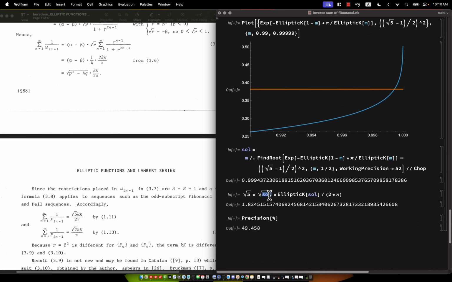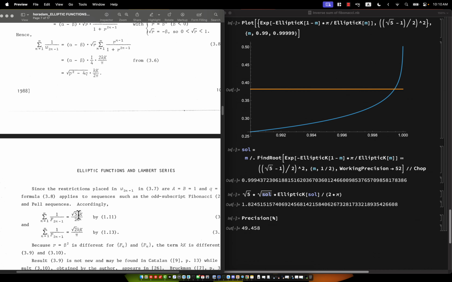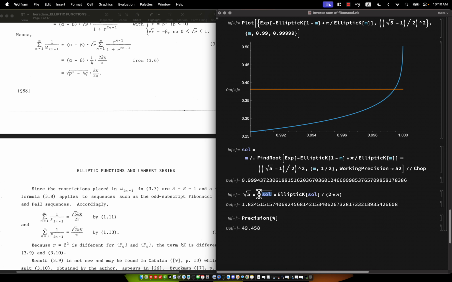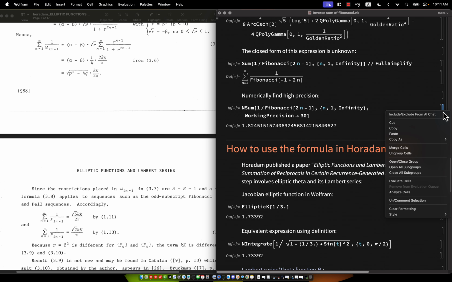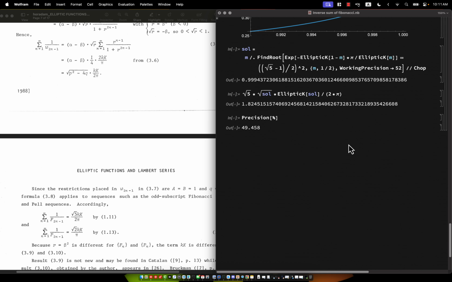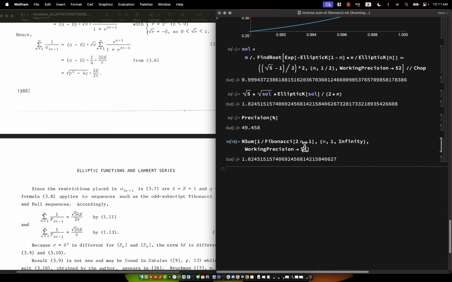So this is the solution m, and k is the square root of m. So you need the square root, and this is elliptic, so this guy, over 2 pi gives you the result. Let's compare that to this guy, and we can put the precision at 52 here. Yep, so they are identical up to the last digits.